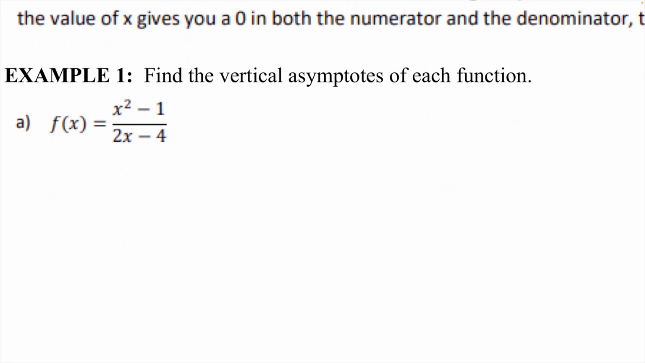So we need to find vertical asymptotes. So anytime we need to find vertical asymptotes, always focus on the bottom. If there is no bottom, there's not going to be a vertical asymptote, right? So this one has a denominator.